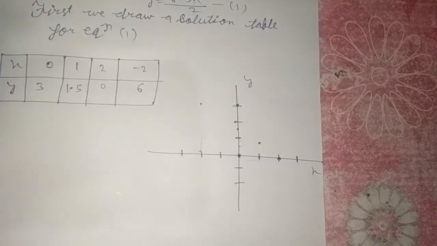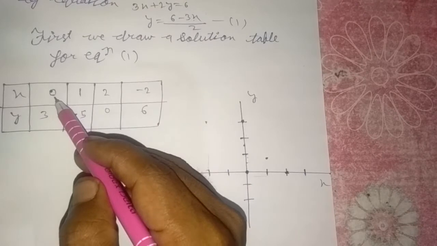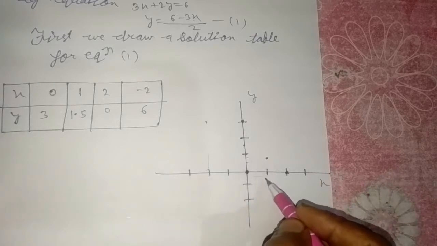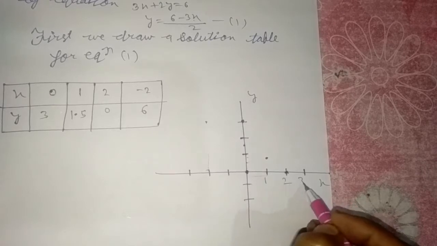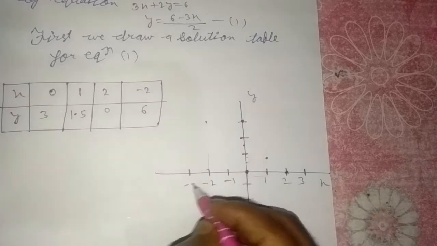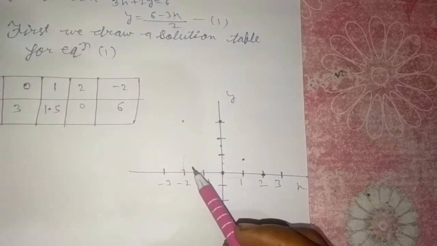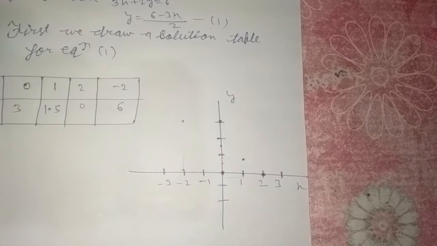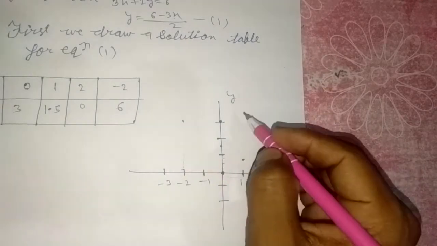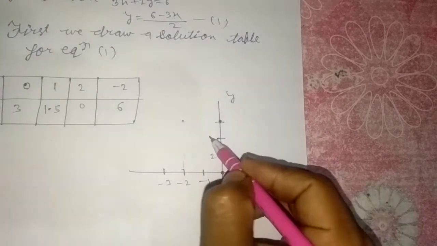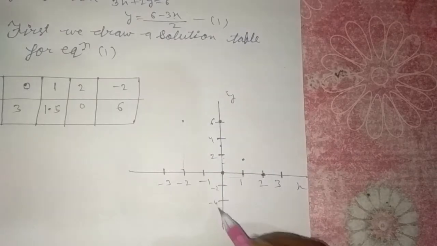Now we will draw the graph. We take the scale on the x-axis and along the y-axis. Along the x-axis we take 1 centimeter equal to 1 unit, so you can write 1, 2, 3, and again minus 1, minus 2, minus 3. Along the y-axis we take 1 centimeter equal to 2 units, so it will be 2, 4, 6, and also minus 2, minus 4.